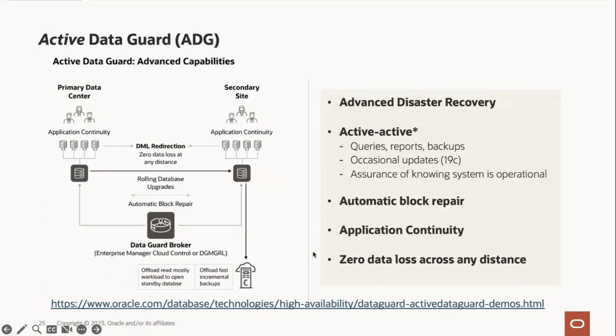Next, we have active DataGuard. What active DataGuard does is it takes the same concept that we had for DataGuard, except now you have two read-write databases. And some of the advantages of the active-active configuration is rolling database upgrades.